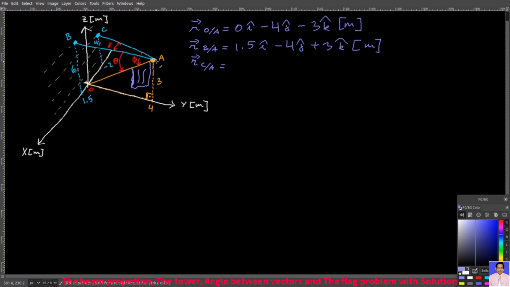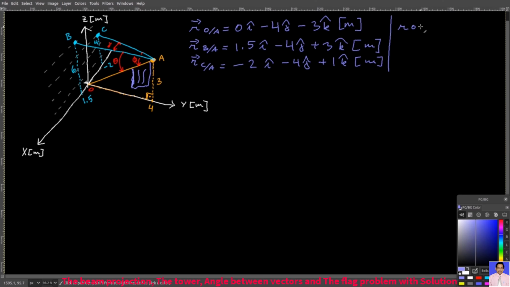And then to go from A till C, you first have to go 2 meters in the negative X direction, so minus 2i, then 4 meters in the negative Y direction, minus 4j, and then you're already at Z equals 3 meters, and you have to get to Z equals 4 meters, so 4 minus 3, that will give you 1. So you have plus 1k. Again, it's in meters. And now you also want to have their magnitudes.